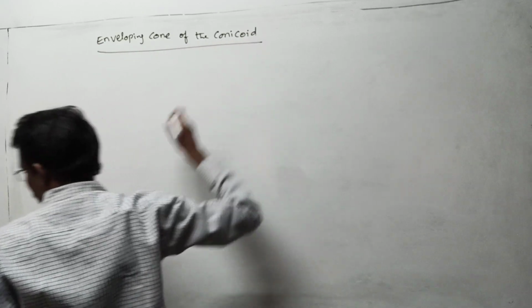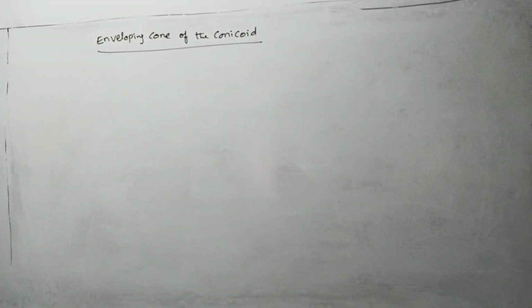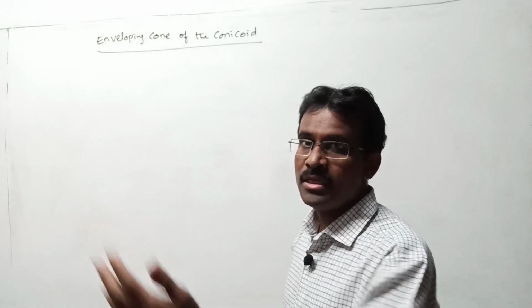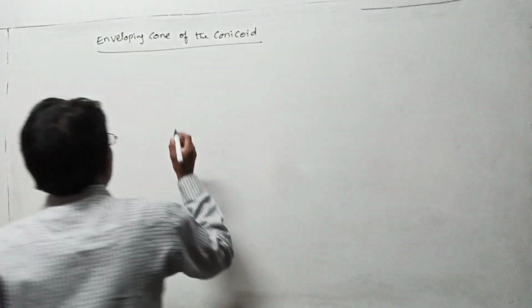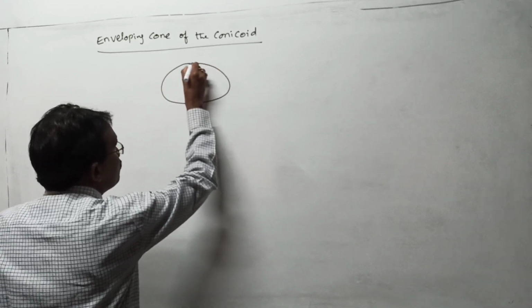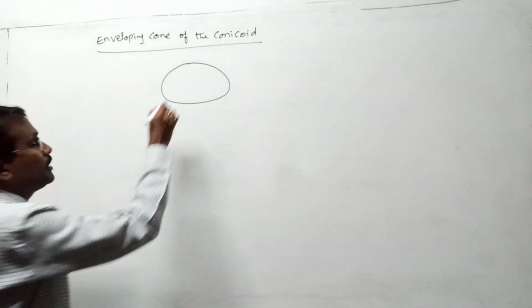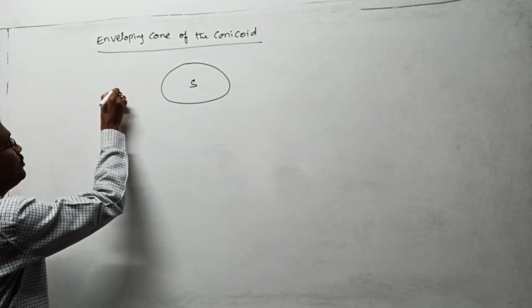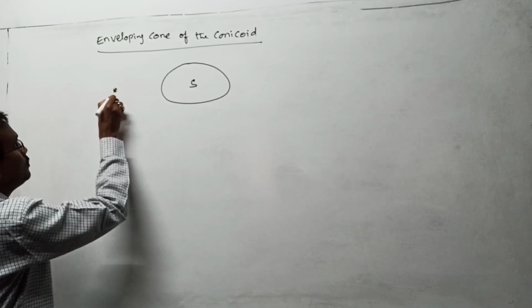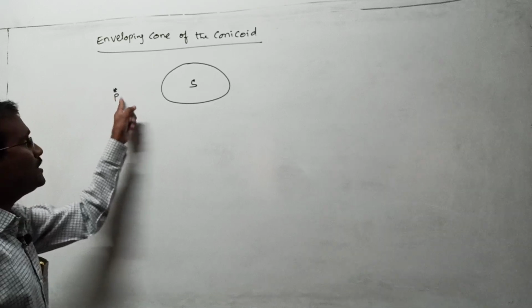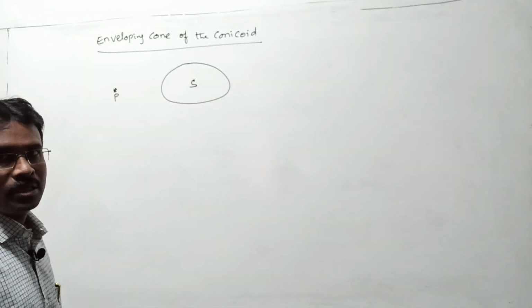Enveloping cone of the conicoid, right? It is similar to your enveloping cone condition in unit number 2. Let us take a conicoid. For my convenience, I am taking it as an ellipsoid, but any conicoid you can take. This surface S is an ellipsoid. Now take a point P which is outside the ellipsoid or conicoid. I mean, this P is an exterior point of the conicoid.